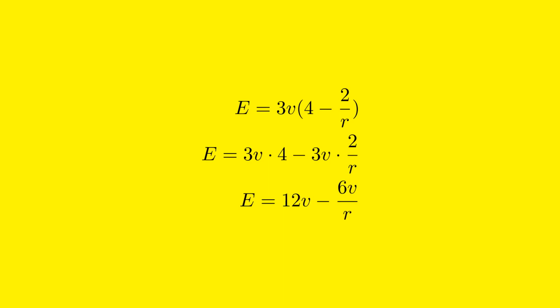To solve the equation E equals 3v, open parenthesis, 4 minus 2 divided by r, closed parenthesis, for r, we start by simplifying the equation. The first step is to distribute 3v to both terms inside the parenthesis. This gives us E equals 3v times 4 minus 3v times 2 divided by r. Simplifying the multiplication, we get E equals 12v minus 6v divided by r. This step makes it easier to isolate r later on.